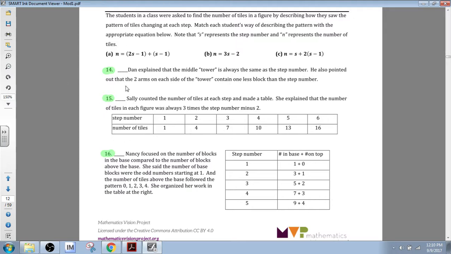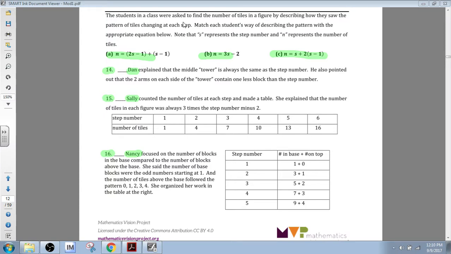This is one of those problems where we're trying to understand the multiple pathways in which we can find solutions to a problem. A, B, and C are all correct, and they all correspond to either Dan, Sally, or Nancy. What we're trying to see is which way of thinking got to each equation. So let's go ahead and do that.